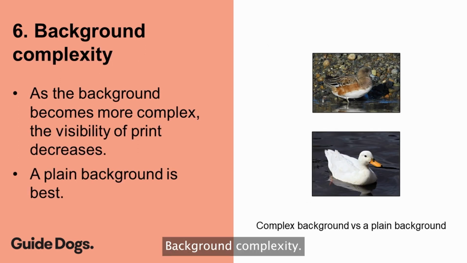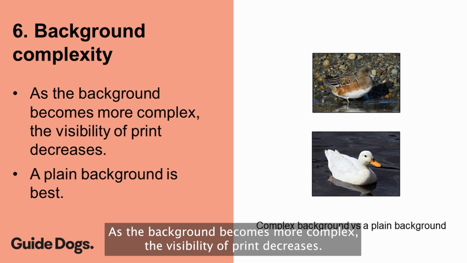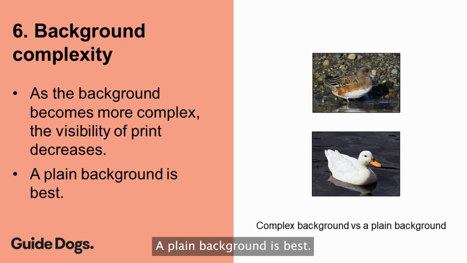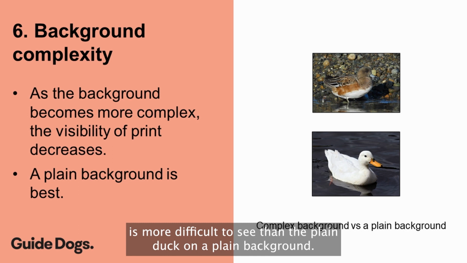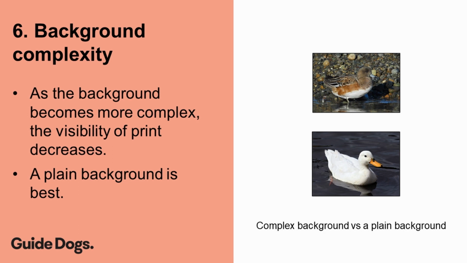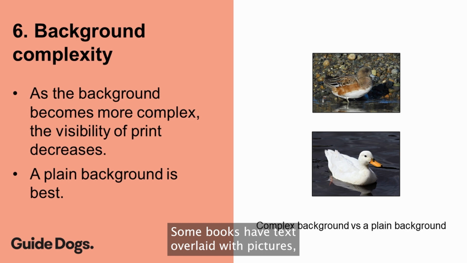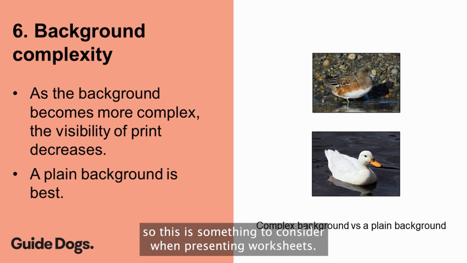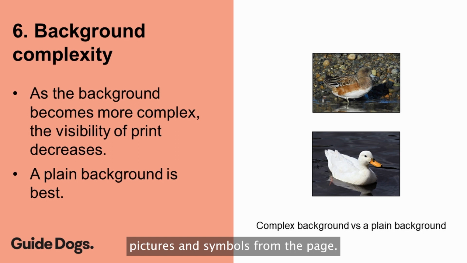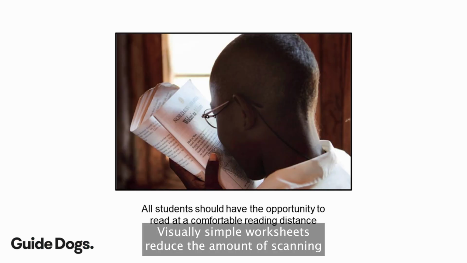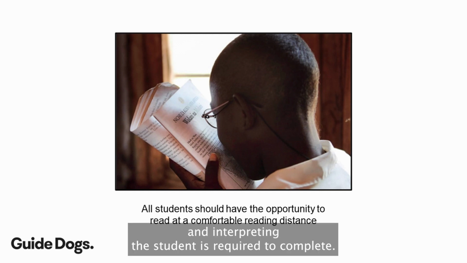Background complexity. As the background becomes more complex, the visibility of print decreases. A plain background is best. For example, the patterned duck on a complex background is more difficult to see than the plain duck on a plain background. Some books have text overlaid with pictures, so this is something to consider. When presenting worksheets, try to remove as much clutter or unnecessary images, pictures and symbols from the page. Visually simple worksheets reduce the amount of scanning and interpreting the student is required to complete.